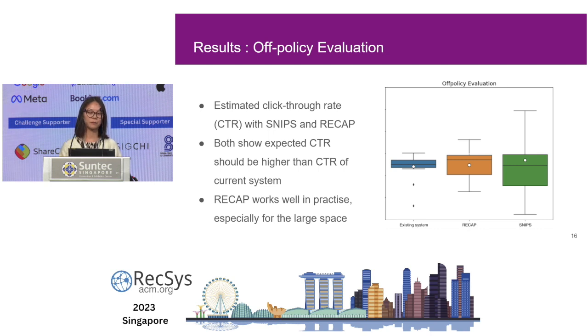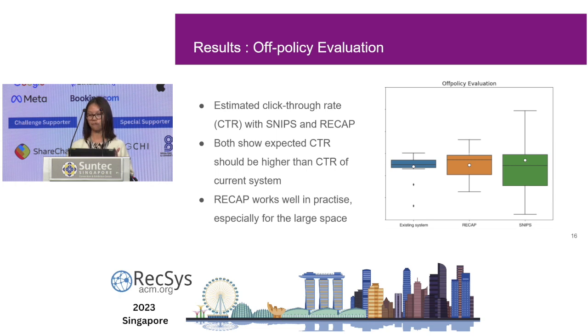As a next step, before we start full-fledged A/B testing, we did an off-policy evaluation. In this evaluation, we try to use some estimators for the click-through rate, or CTR. We choose to do this with SNIPS and also the recap. We compared with the click-through rate of our current system. In this picture, you can see that there is a white circle.